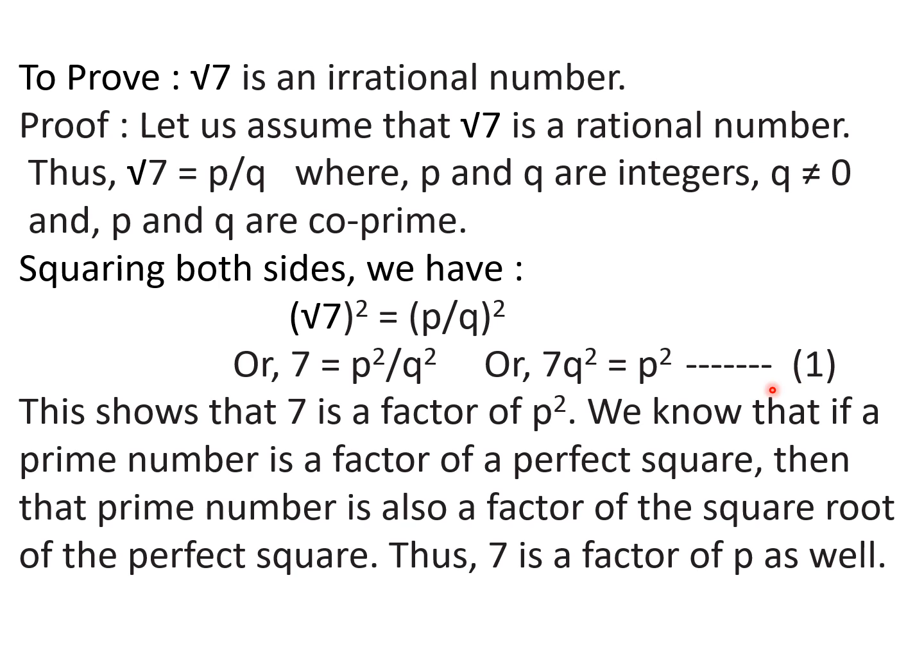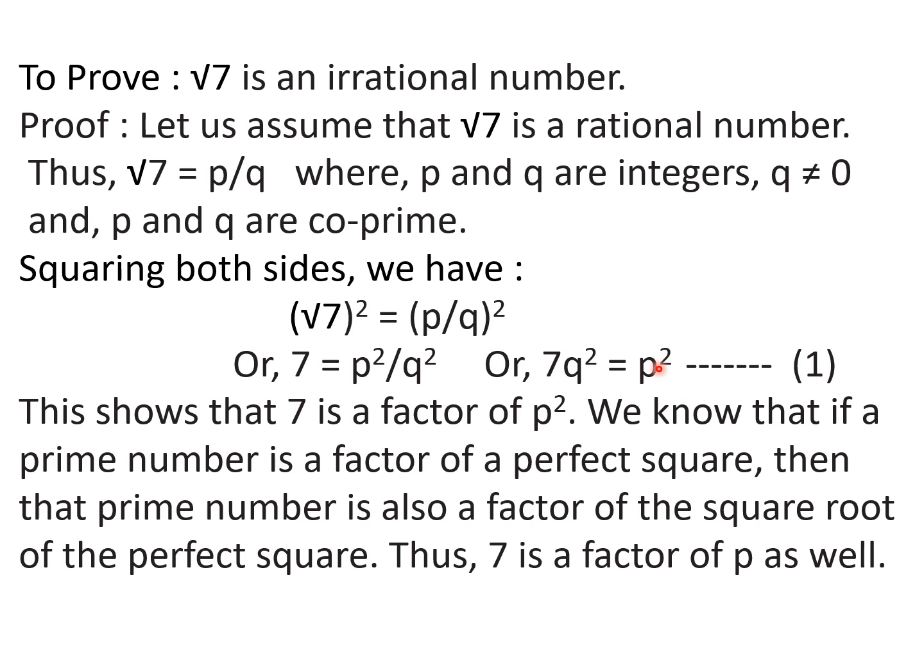Okay? Now children, this statement below, you have to memorize this or understand it and you should be able to put it in your own words. Okay? This shows that 7 is a factor of P square. Look, P square is equal to 7 into Q square. So whatever is being multiplied will be a factor. So it means it's quite obvious that 7 is a factor of P square, because P square is equal to 7 into Q square. So 7 is a factor of P square.